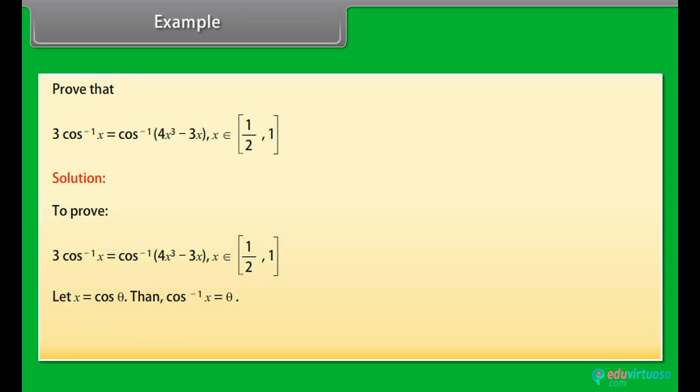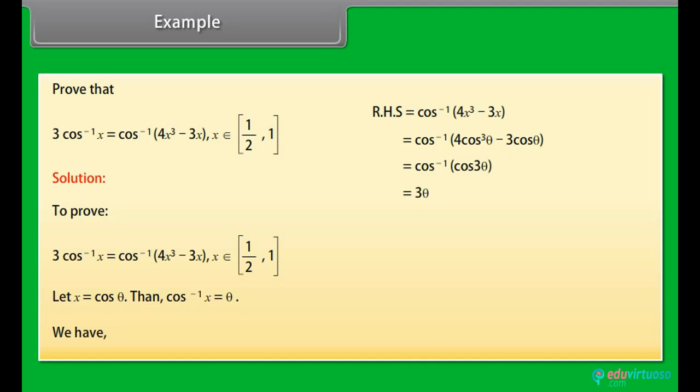Let x be equal to cos theta, then cos inverse x is equal to theta. We have right hand side equal to cos inverse 4x cube minus 3x, which is equal to cos inverse 4 cos cube theta minus 3 cos theta, which is equal to cos inverse cos 3 theta, equal to 3 theta, equal to 3 cos inverse x, which is equal to left hand side. Hence, 3 cos inverse x is equal to cos inverse 4x cube minus 3x, x belongs to 1 by 2, 1.